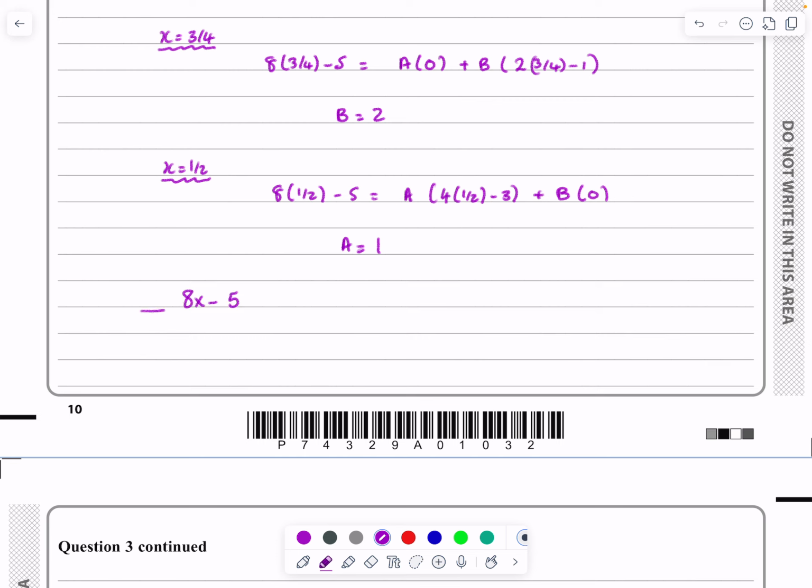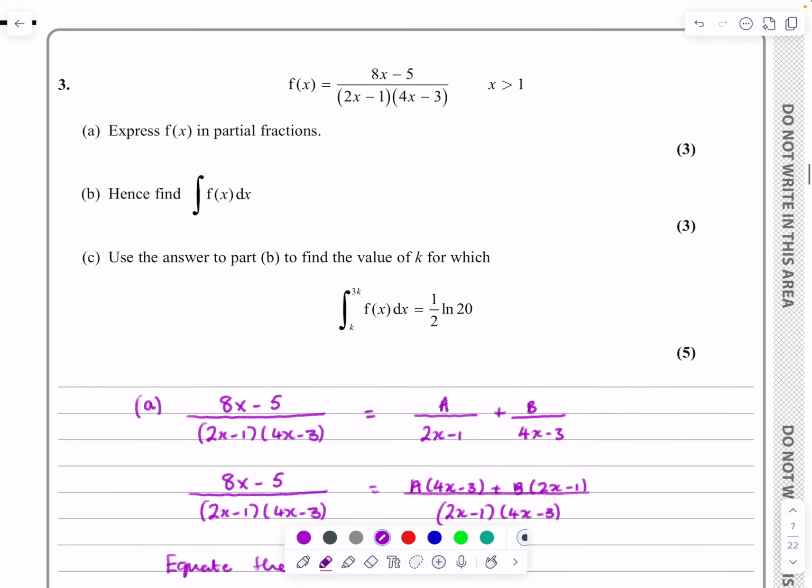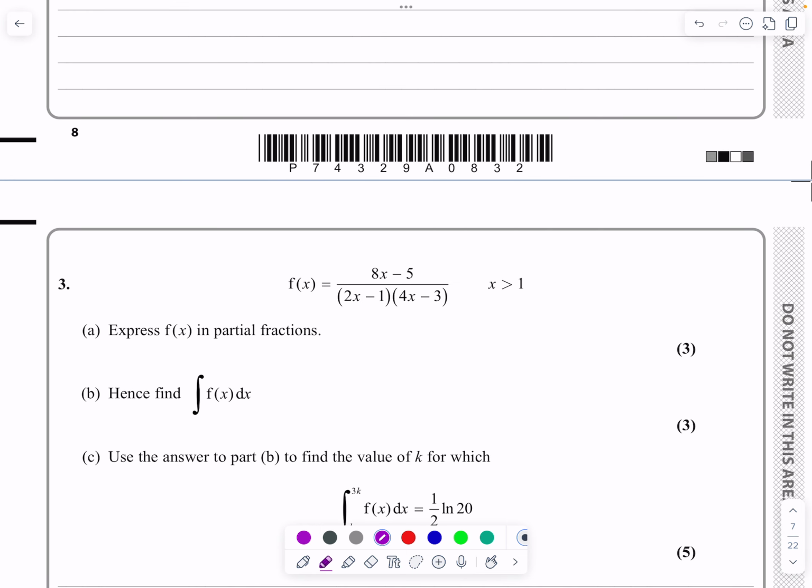So I've split that successfully into partial fractions. 8x minus 5 all divided by 2x minus 1, 4x minus 3, that fraction now can also be written as 1 over 2x minus 1 plus 2 over 4x minus 3. So part A sorted out. Part B then, can we now find the integral of f of x? Yes, I can. Let's just show what we're going to do.